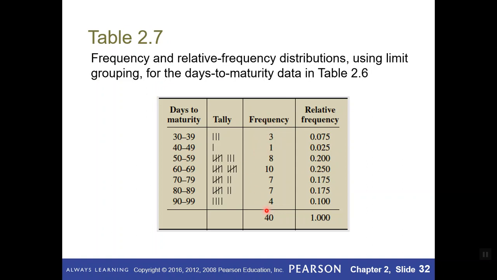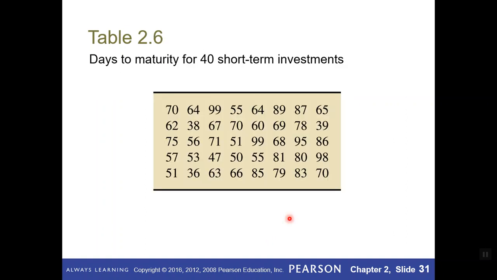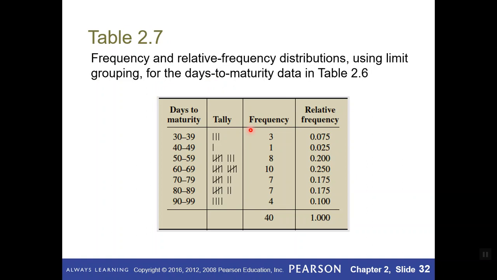Likewise, you can get the frequencies, and at the end check that the summation of the frequencies equals 40, because previously we had 40 short-term investments. Then relative frequency is the frequency divided by the total number of maturity investments. 3 divided by 40 is 0.075. 1 divided by 40 is 0.025, something like that. When you add these relative frequencies, it should equal 1.